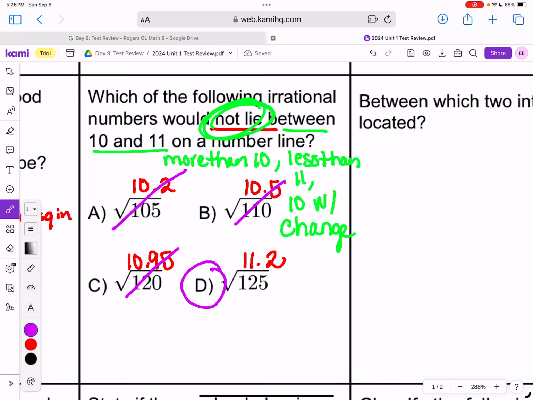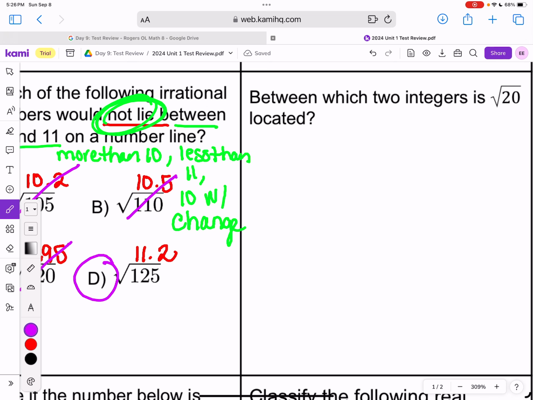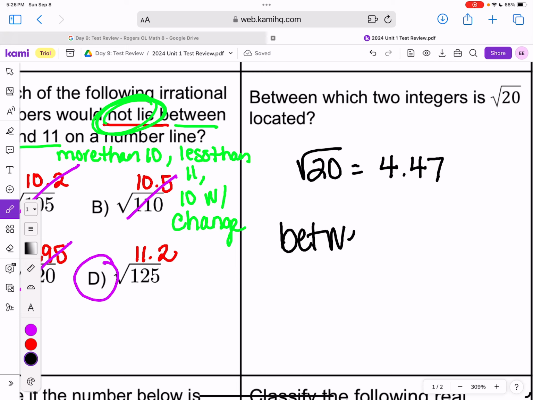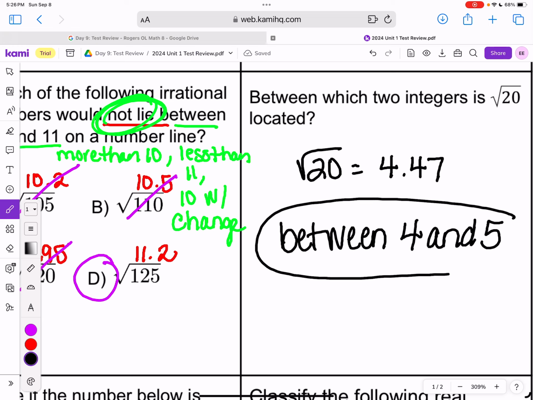The next question is, between which two integers is the square root of 20 located? If we put the square root of 20 in our calculator, we would get something around 4.47. Remember the money reference, right? So this is $4 and some change. So you're spending at least $4. You have $4 and some coins, but you're still under $5. So this would be between 4 and 5.